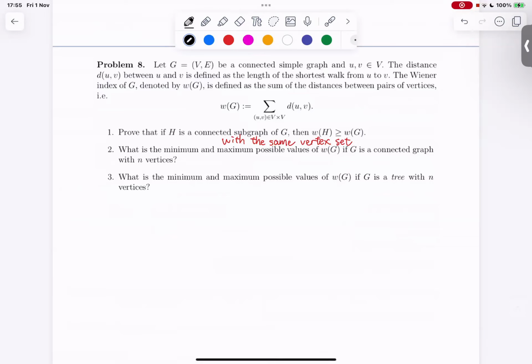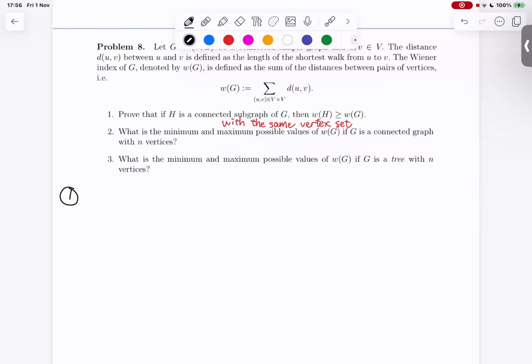And for problem 8, let G be a connected simple graph, and U and V are in the vertex set. The distance between U and V is defined as the length of the shortest walk from U to V, and the Wiener index is defined as the sum of the distances between all pairs of vertices. First, in the first part, we want to prove that if H is a connected subgraph of G, here we have an error, so we must have the same vertex sets. So if H is a connected subgraph with the same vertex set as G, then the Wiener index of H is larger than or equal to that of G.